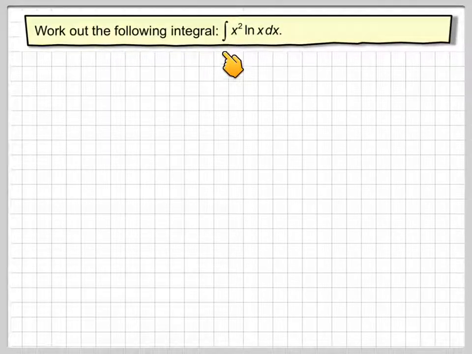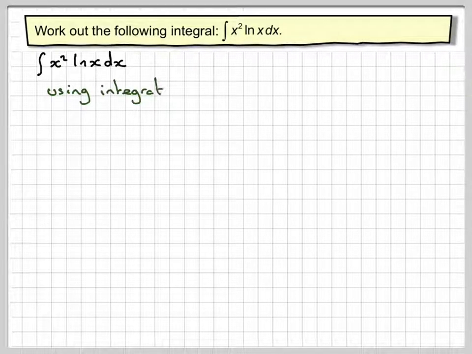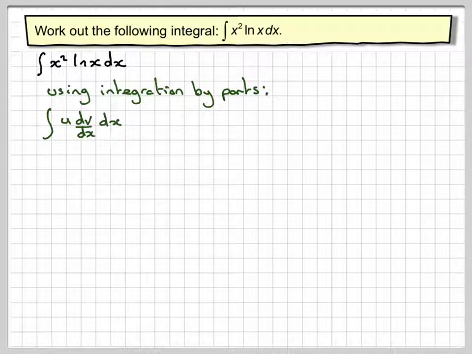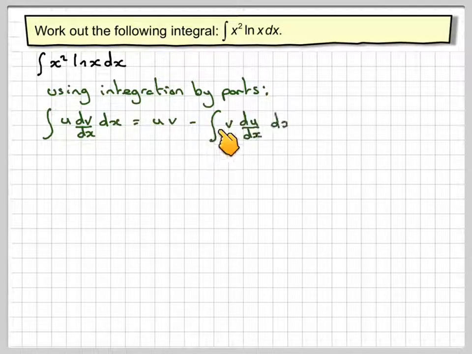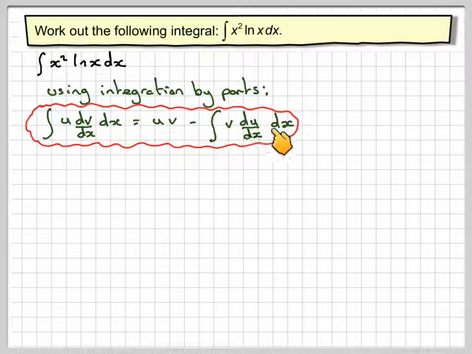Work out the following integral: the integral of x squared ln of x dx. This suggests it needs to be done by parts. So using integration by parts, the formula is the integral of u dv by dx dx is equal to uv minus the integral of v du by dx dx.